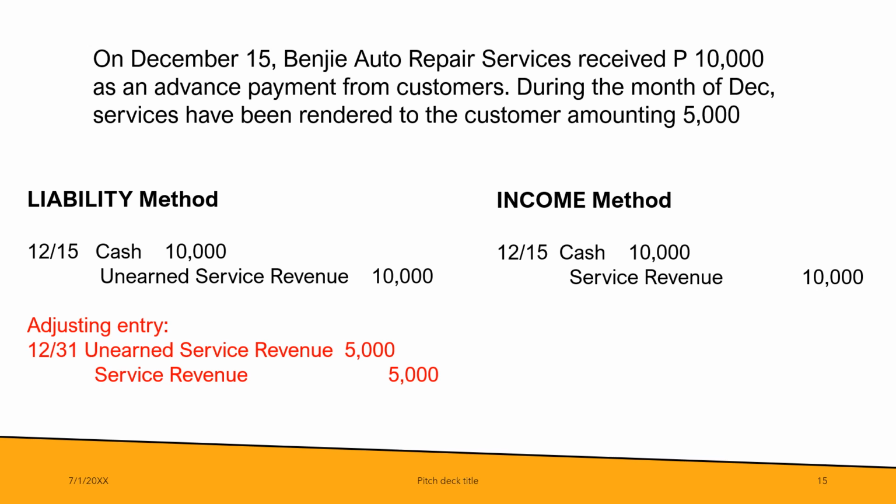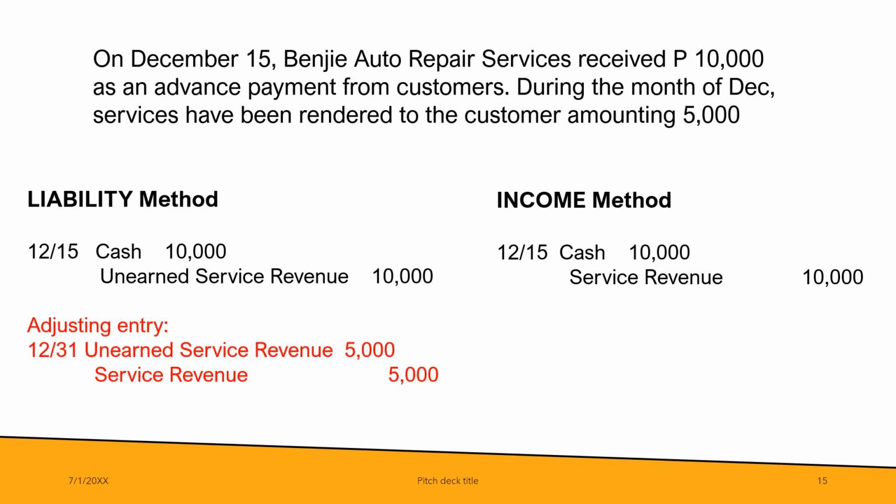How will you decrease this unearned service revenue in order to arrive at the correct unearned service revenue on December 31, 2021? Of course, you have to debit unearned service revenue, 5,000, and record service revenue, 5,000, because for this 5,000, Benji Auto Repair already rendered services.